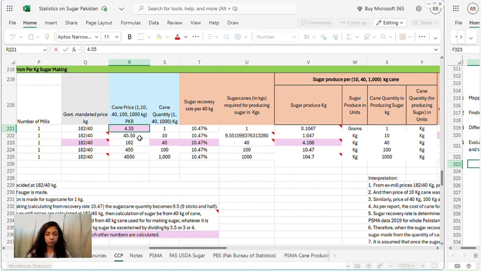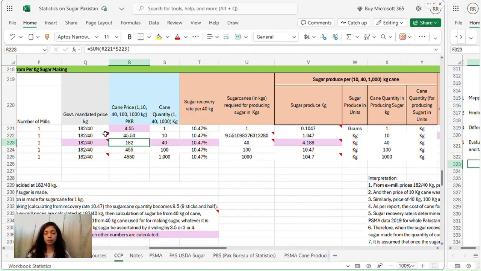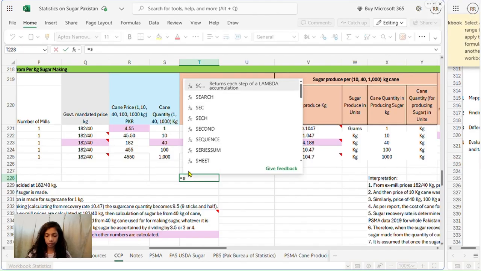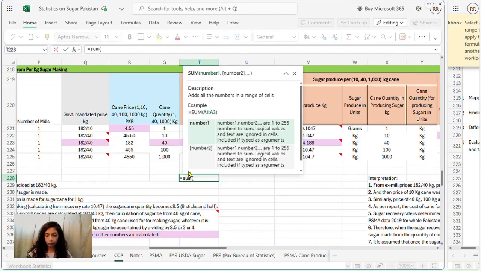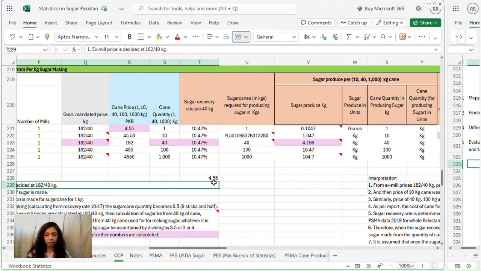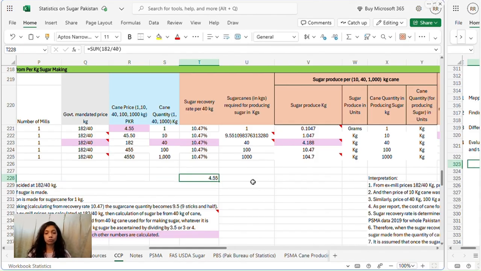So that is how these numbers are derived. When you divide 182 by 40, let's just do it here, you are going to get 4.55. That is the cost per kg of cane we have listed here.